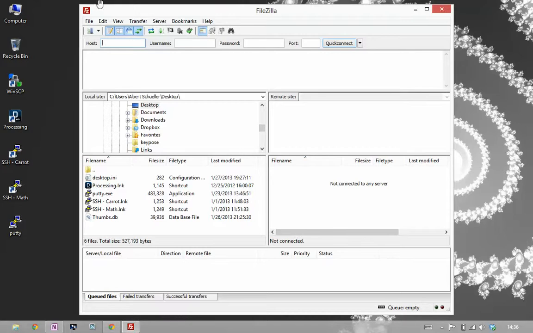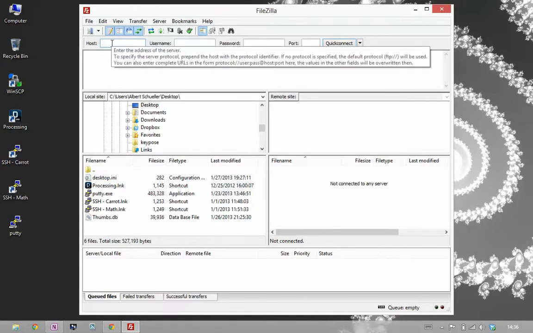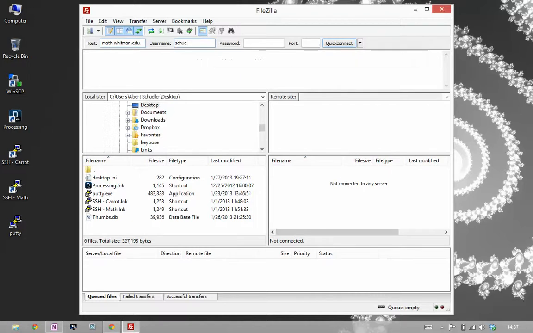Okay, so FileZilla, you can download it for free, and you get to the top here and you can go to math.whitman.edu. You can punch in your username, your password, and the port number 22. Make sure you do that, because that's a signal to use secure FTP instead of regular FTP. And then what? Just hit enter maybe. Yeah.